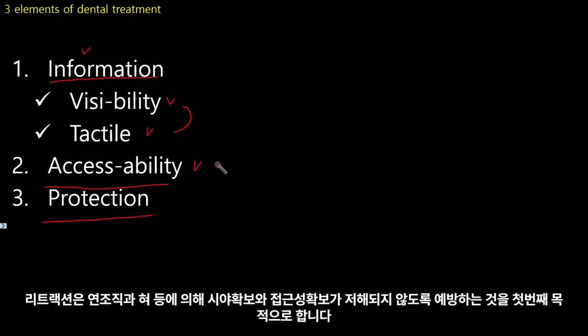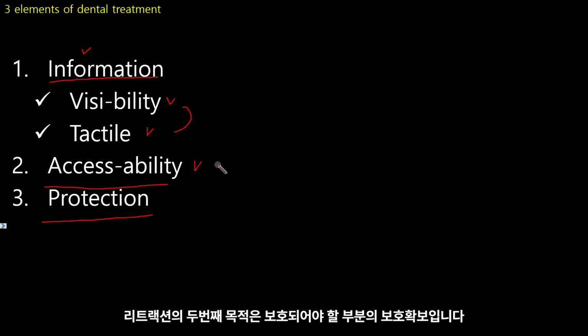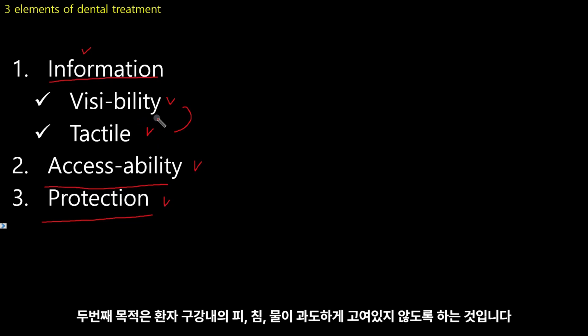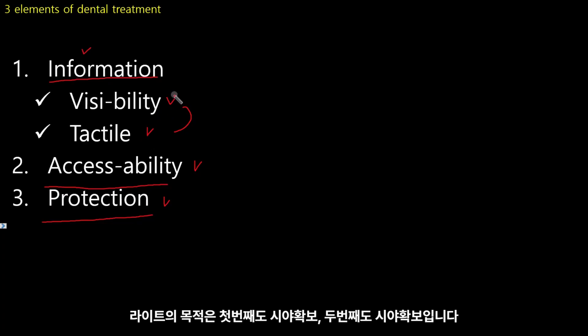The primary goal of retraction is to prevent the soft tissues and the tongue from obstructing both the visibility and the accessibility of the area. Retraction's second aim is safeguarding vulnerable areas. Likewise, suction's primary goal is to keep the view clear from blood, saliva, and water, and its secondary purpose is to prevent these fluids from building up too much in the patient's mouth. The light's purpose is solely to ensure visibility.